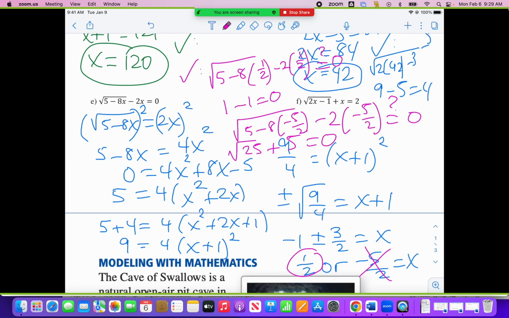Okay, so I squared both sides, like something doesn't look right here. So I got 5 minus 8x, 2x times 2x is 4x squared. So I added 8x and subtracted the 5. Why did you subtract the 5 then? I know, I should have left it over there. I should have left that 5 over here. You're right.